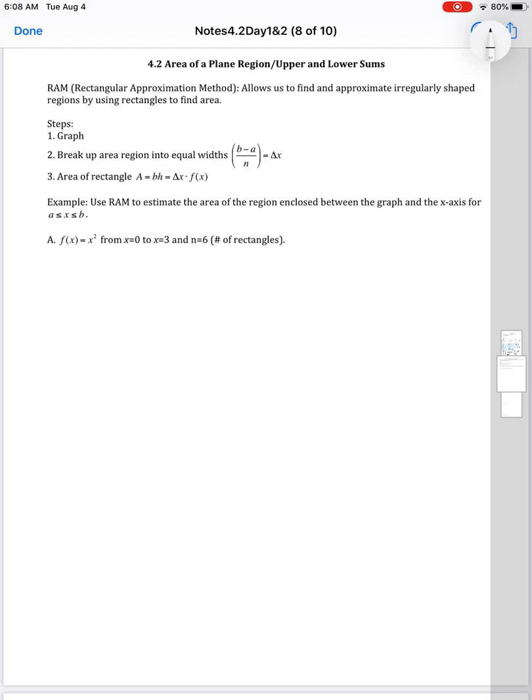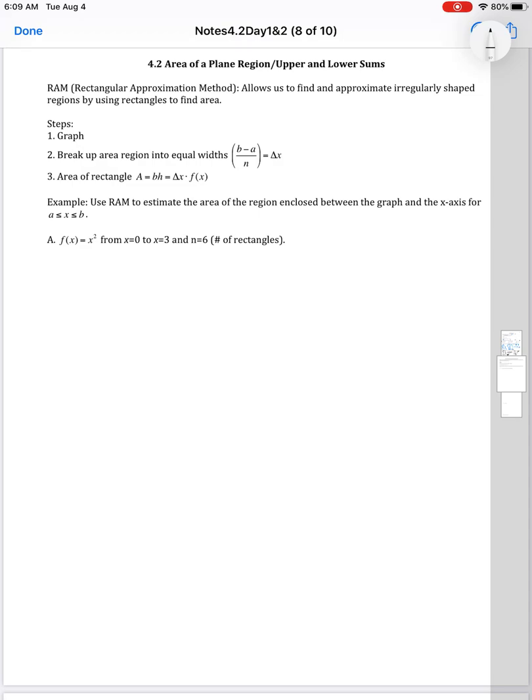So when we do RAM, there's 2 RAMs that we're going to do. Something called LRAM, which stands for left rectangular approximation method. And we're going to do RRAM, which stands for right rectangular approximation method. Now, when we do these, there is also one that goes in the middle, MRAM, but we don't do that one in here. So we're only going to do the LRAM and the RRAM.